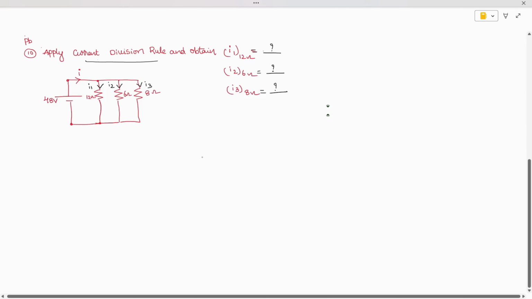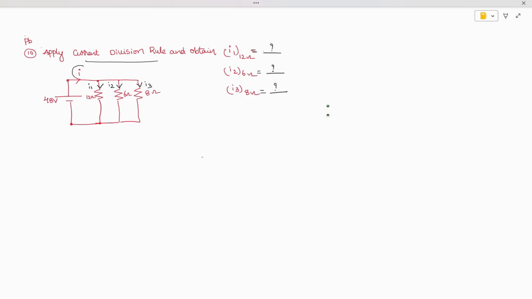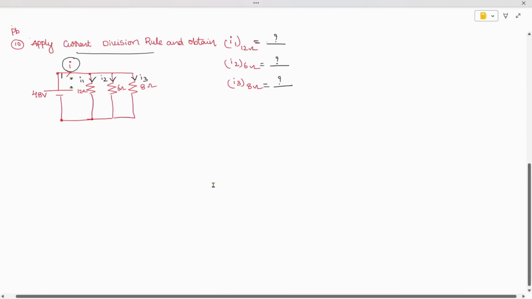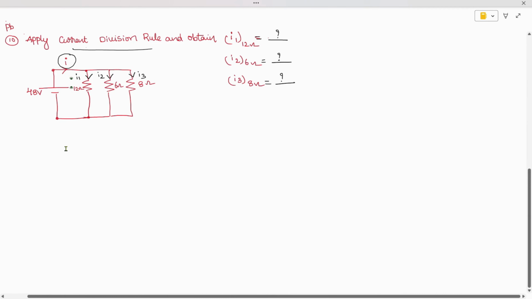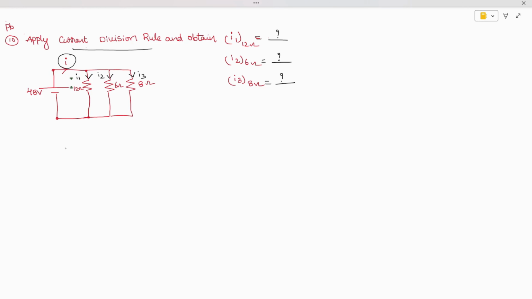So in order to find it, first you have to find out the total current. How to find the total current is very important. So now let's try to find the total current. I'm going to reduce the network here.